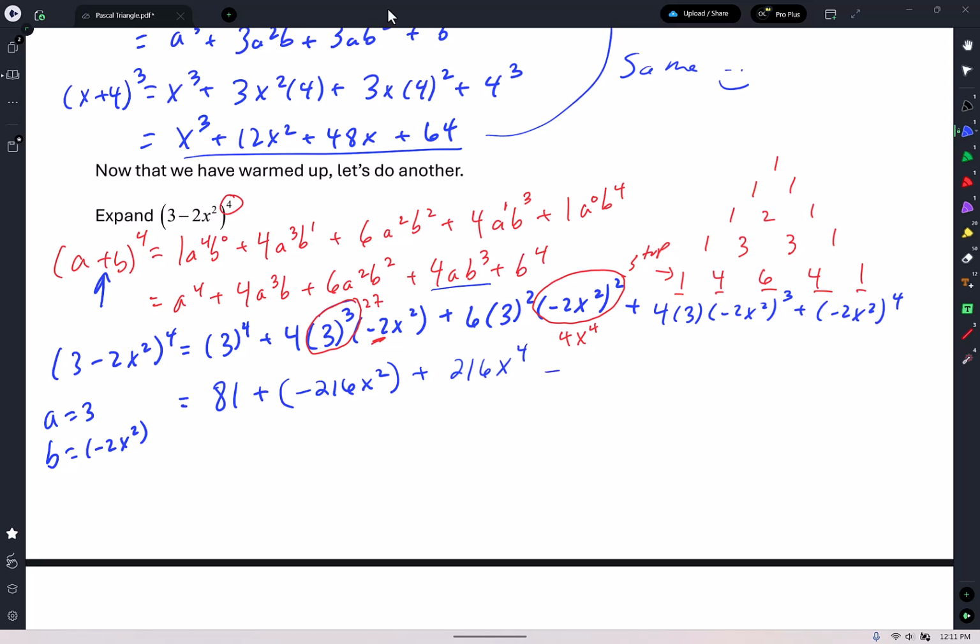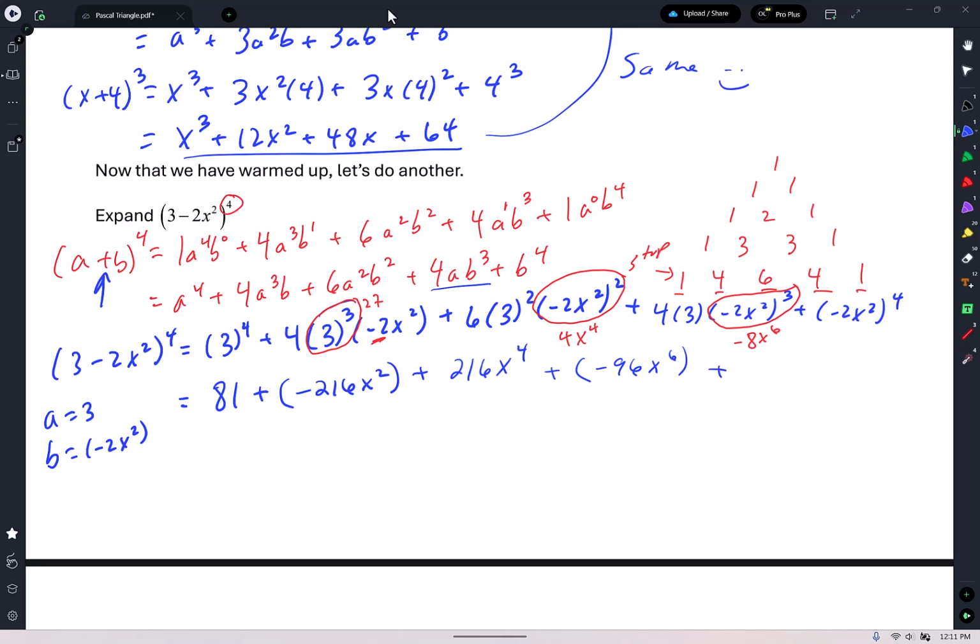Let's see. Plus, and then this is going to be a negative because it's raised to the third power. So let's do that first. So this guy right here, that's going to be 2 times 2 times 2. 2 times 2 is 4. 4 times 2 is 8. So it's going to be a negative 8 x to the 6. All right. So 4 times 3 is 12. And 12 times 8 is 96. You're going to be negative. So negative 96 x to the 6.